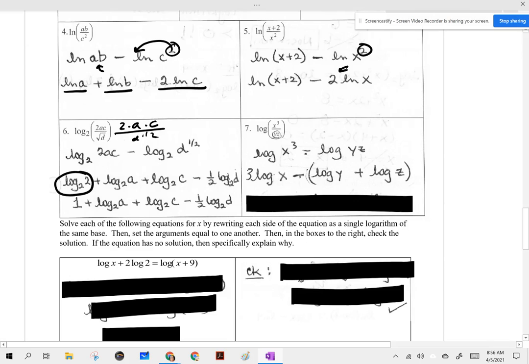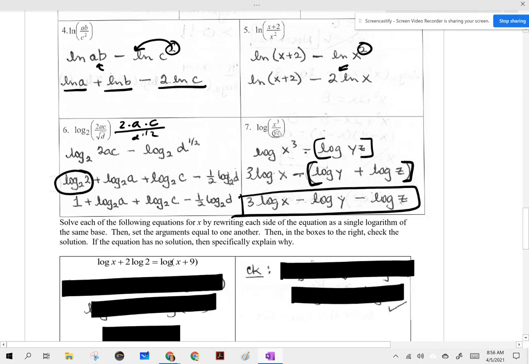Anytime that you can, log 2 is going to be a 1. Okay, remember 2 to what power gives you 2. All right, x cubed over yz. All right, so x cubed minus yz. So we got 3 log x minus. Now remember, this was subtraction of yz, but I'm breaking that up. So do not forget to put that in brackets so that you can distribute that.